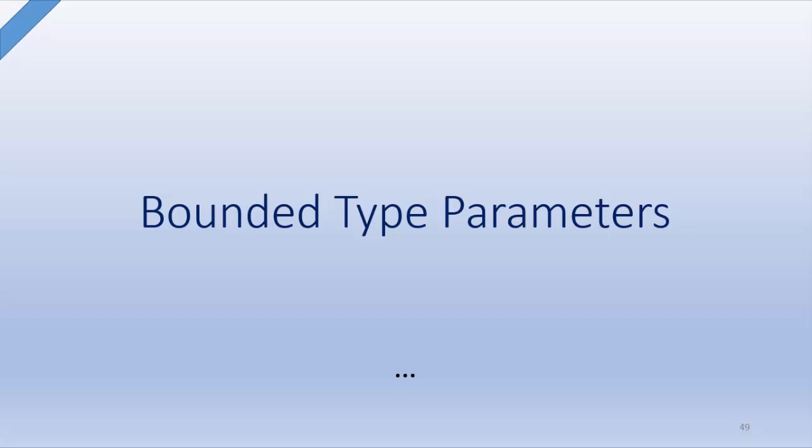So far, we've introduced type parameters to methods, to construct so-called generic methods. The next step is going to be for us to look at techniques that allow us to set some boundaries on the type parameters that we accept for methods. So that brings us to the topic of bounded type parameters.